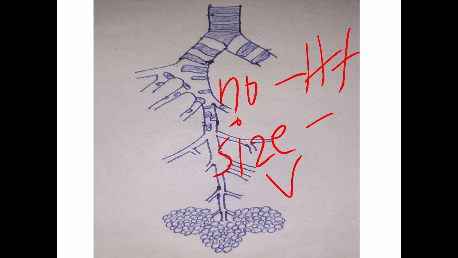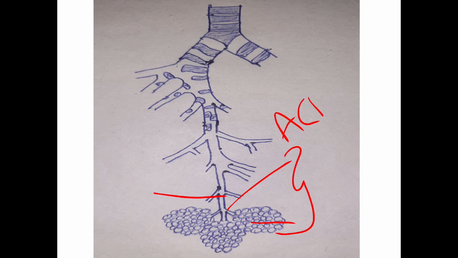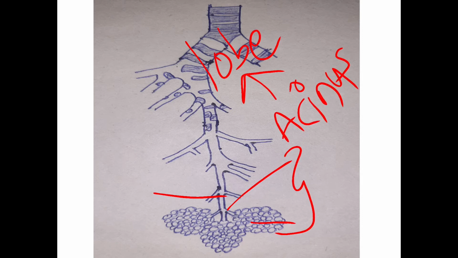There is a basic unit of the respiratory system: the respiratory bronchioles, then the alveolar duct and the alveoli. These all together are known as the acinus. Many acini together form a larger unit known as the pulmonary lobe. So this is a pulmonary lobe, and our pulmonary lobes are made up of many acini.